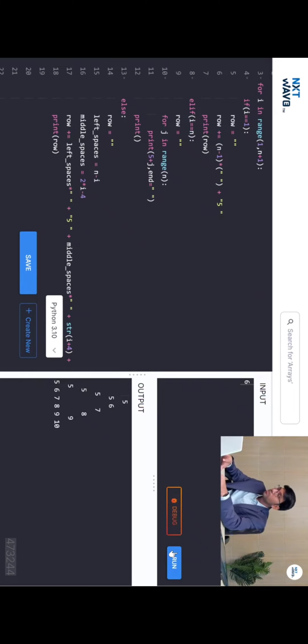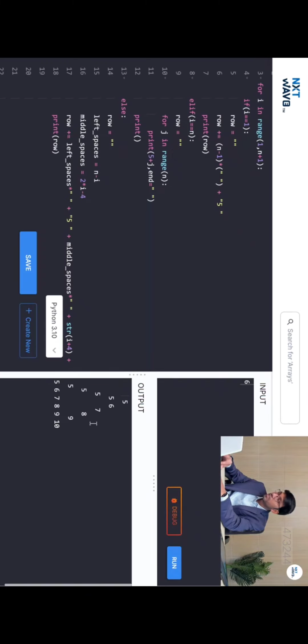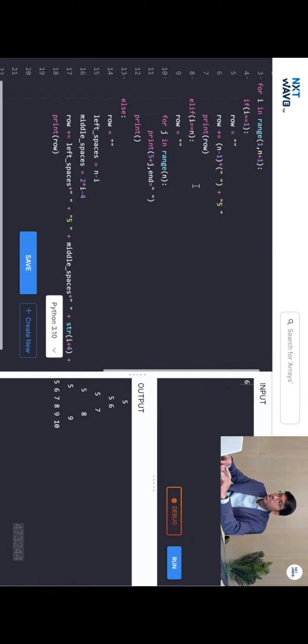So in this way, we can solve this particular problem. Let's see if you are getting the correct answer. If you see here: 5, 5 6, 5 6 7, 5 6 7 8, 5 6 7 8 9, and then 6 7 8 9 10. So here what's happening is we calculated the entire first row and then we are printing it.